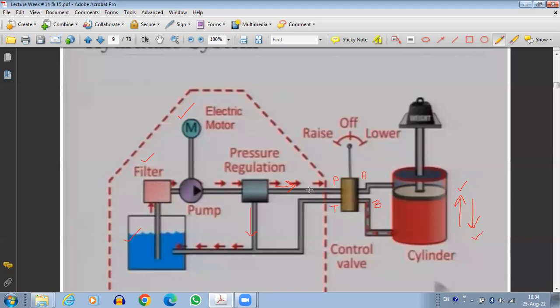Now, suppose the pressurized fluid is arranged in such a way that it enters from the port P to port A, then the fluid is going to enter into this region.